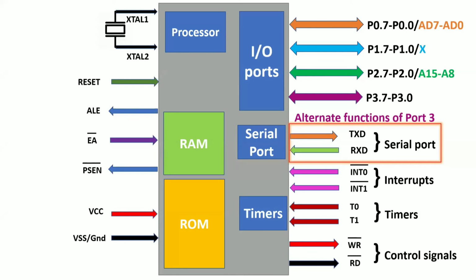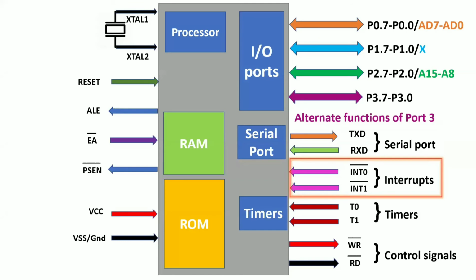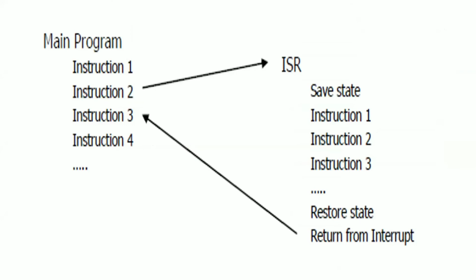Okay, the next 2 are INT0 and INT1. I told you there are 5 interrupts, 3 internal and 2 external. So these 2 external interrupts are nothing but INT0 and INT1. Okay, what is meant by interrupt? Generally we use interrupts to execute a program which has higher priority than the main code. Take an example.